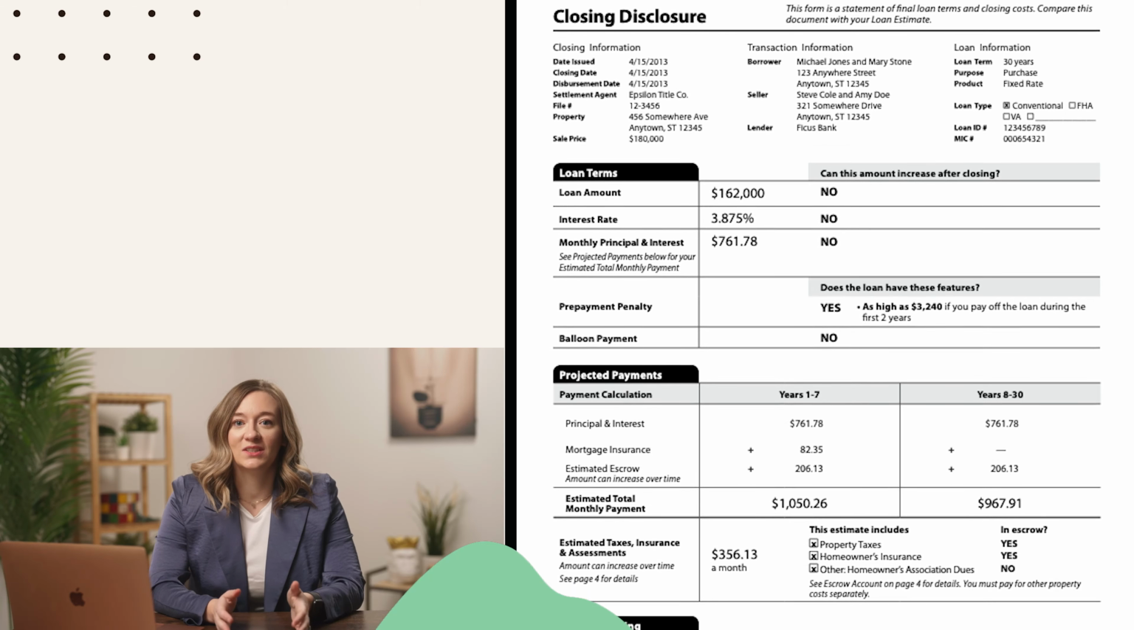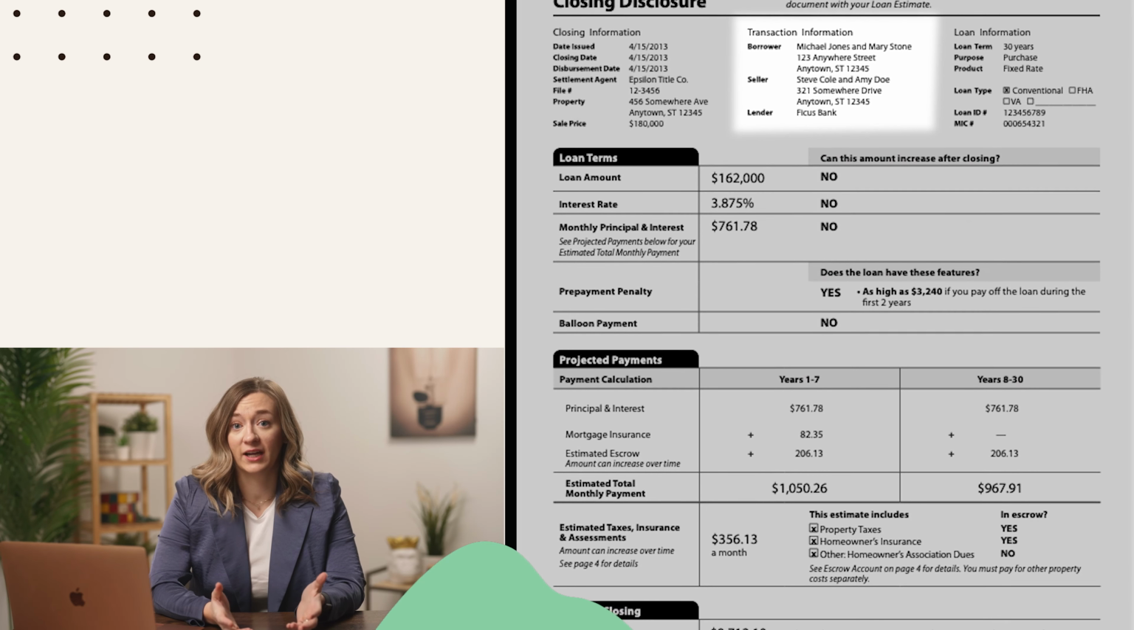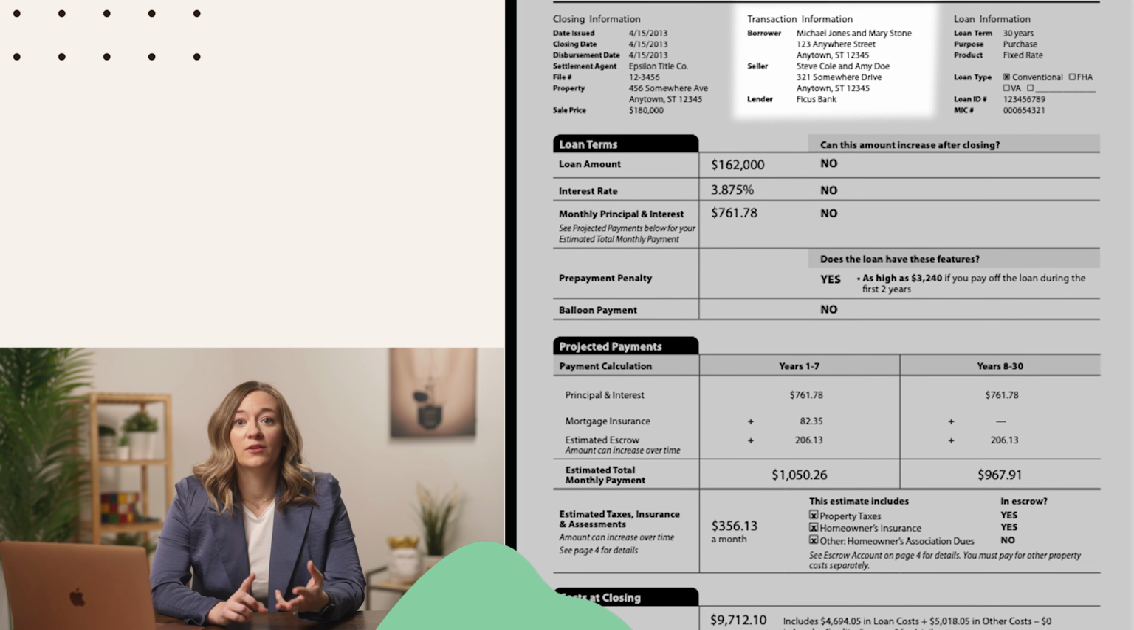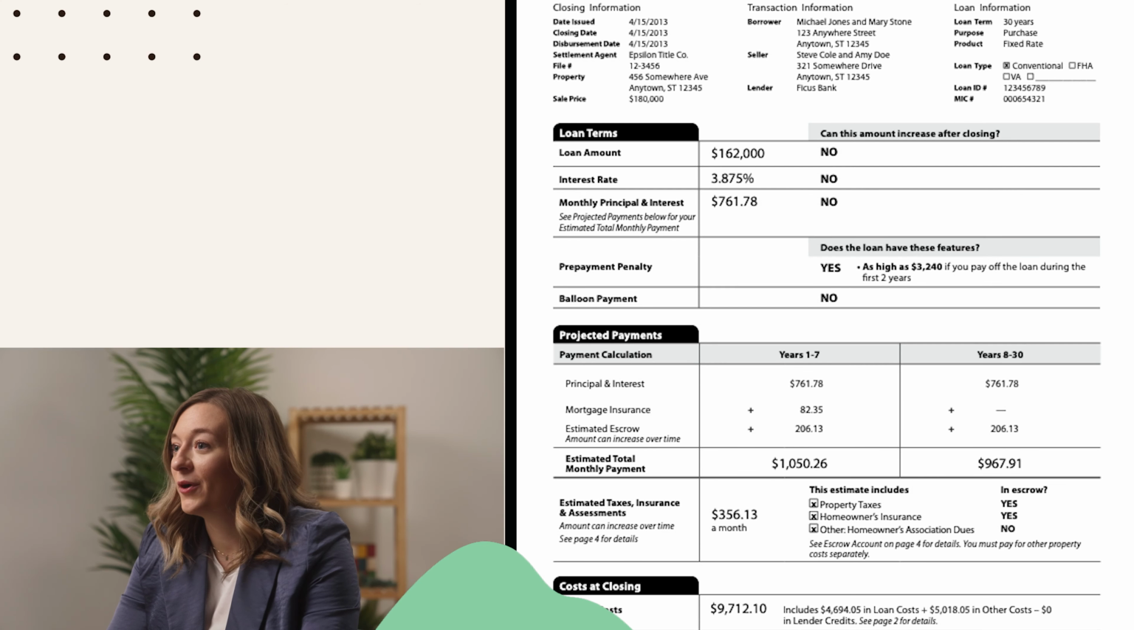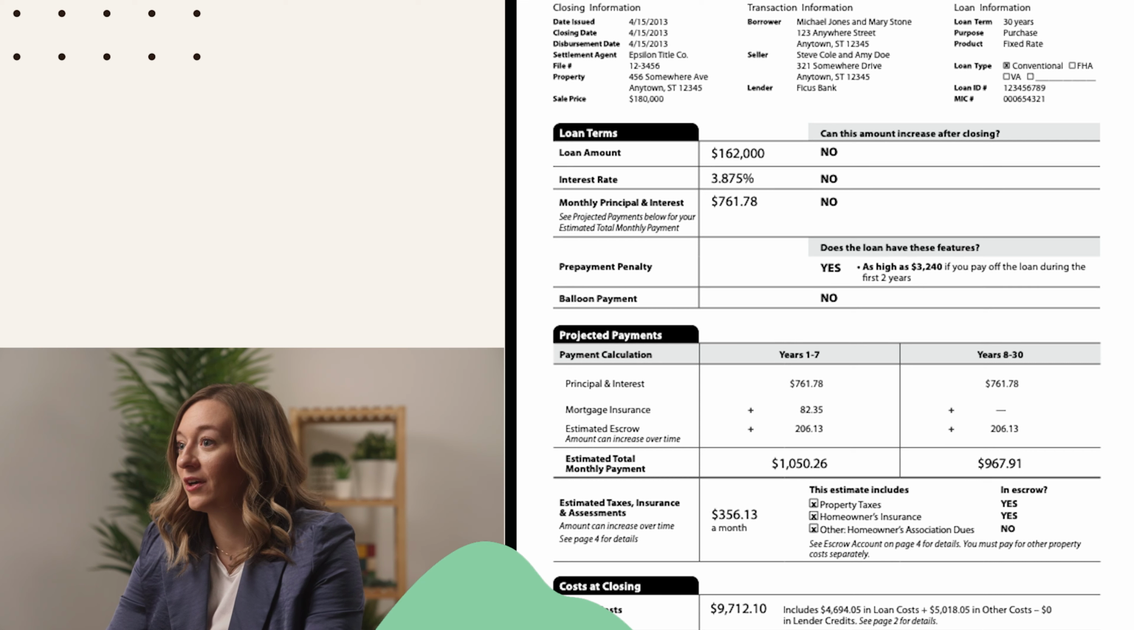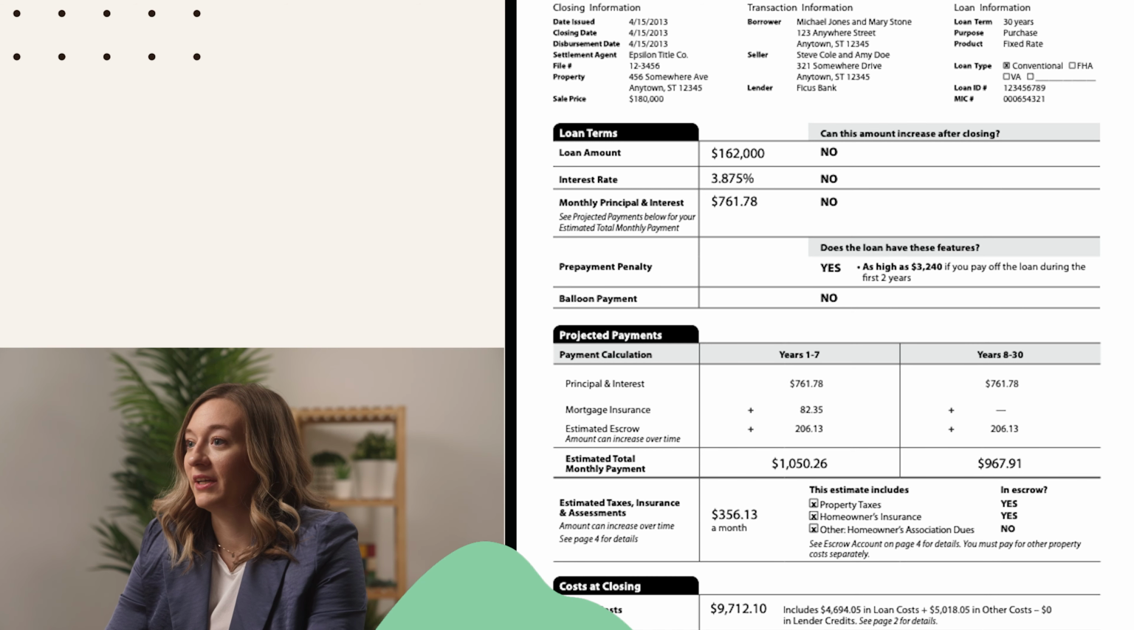So on page 1 of the closing disclosure, you're going to see the parties identified at the top. So seller and buyer, the property address, and the loan amount. And you're going to see underneath the loan amount, the interest rate that the lender agreed to lock in. And you'll also find out whether that is fixed or if it could adjust after a certain period. And if it does adjust, how often will it adjust?